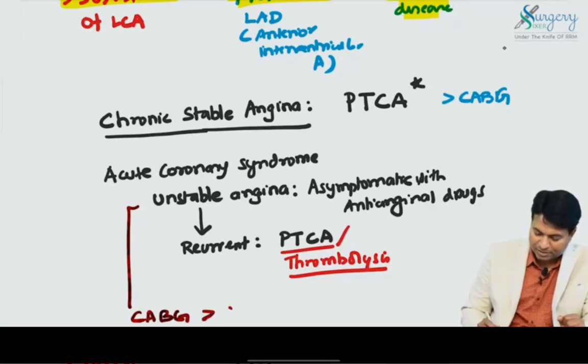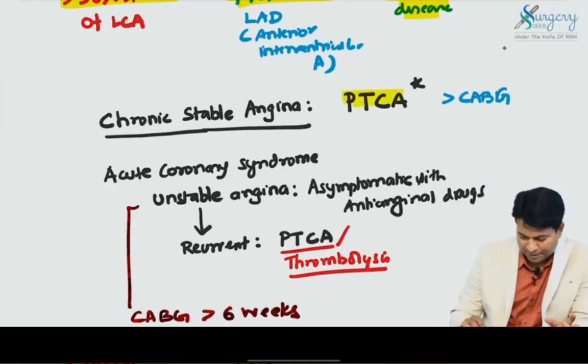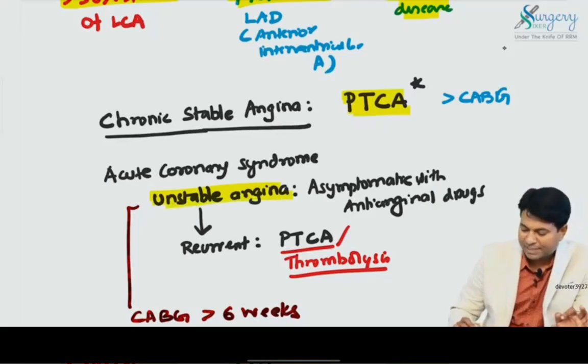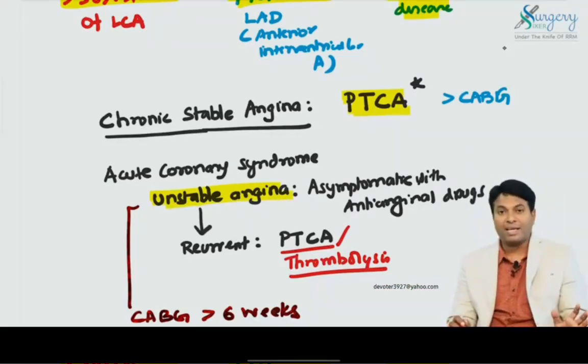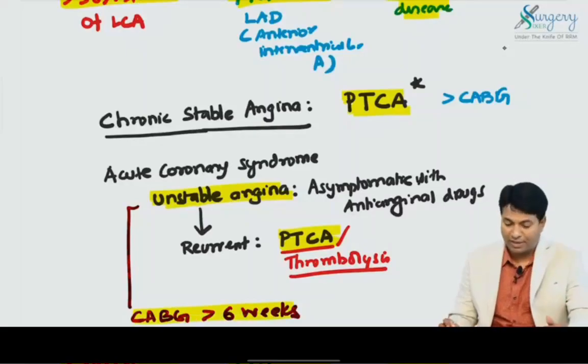CABG can be done after 6 weeks. These are all direct lines from Bailey and Love. So remember, this is all Bailey and Love points. Now, chronic stable angina, PTCA. Unstable angina patients, asymptomatic patients, we can give anti-anginal drugs. That's enough. They become asymptomatic within some time. If it is recurrent, we should do percutaneous transluminal angioplasty. If you are planning for surgery, please do surgery after 6 weeks of this problem being over.